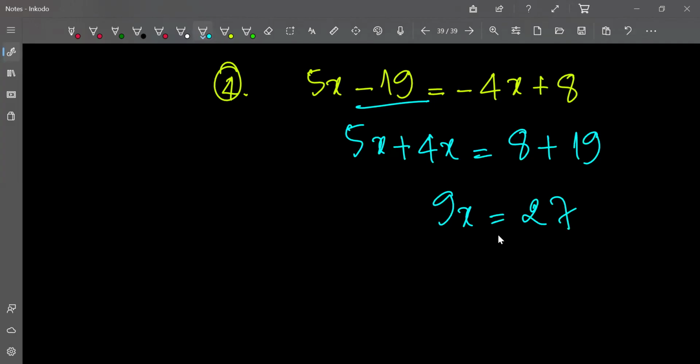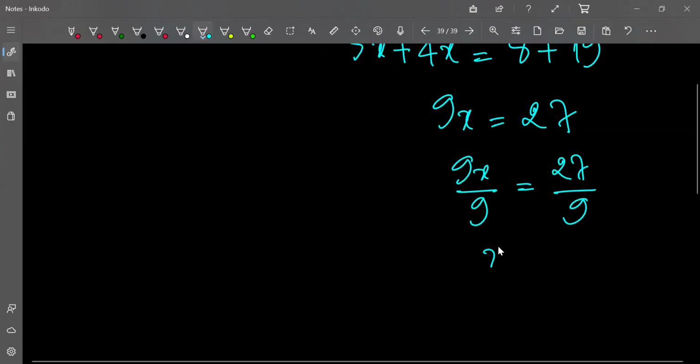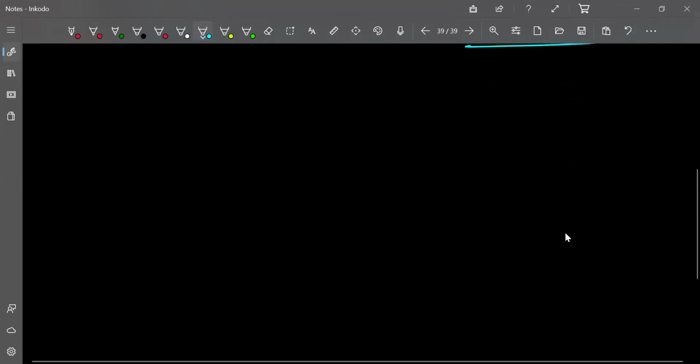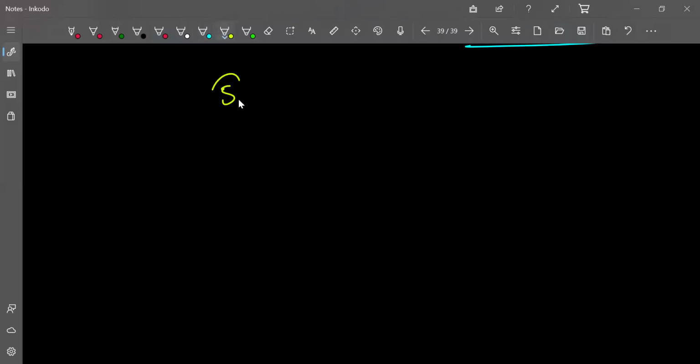And the last step, you need to divide both sides by the coefficient of x. So we get 9x divided by 9 and 27 divided by 9. So 9x divided by 9 is x, and 27 divided by 9 is 3. So the value of x is 3. Okay. So let's move to the fifth exercise.